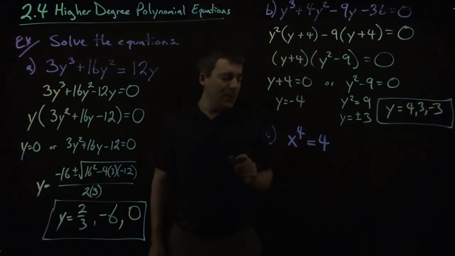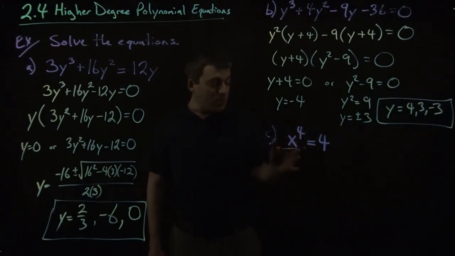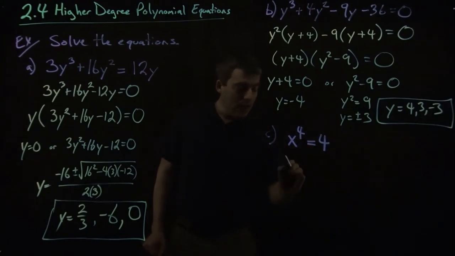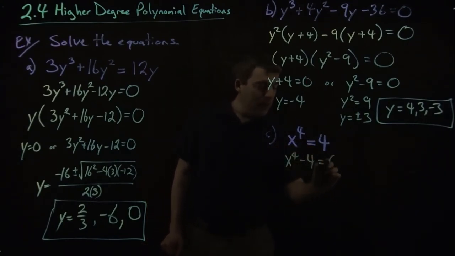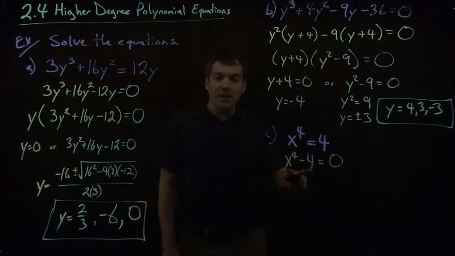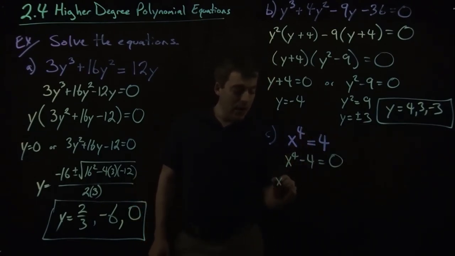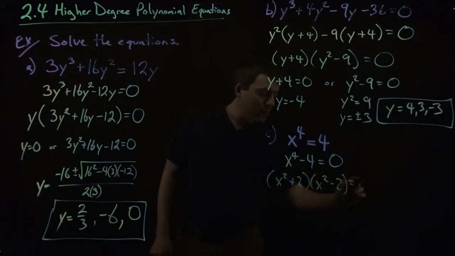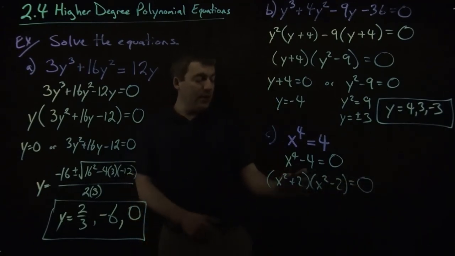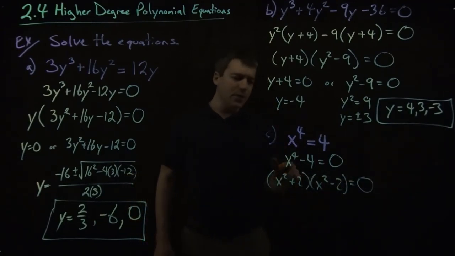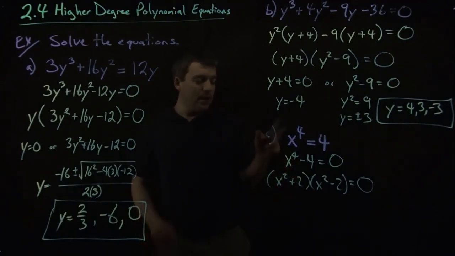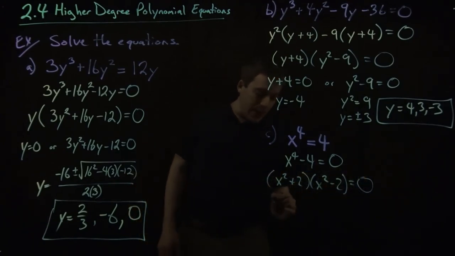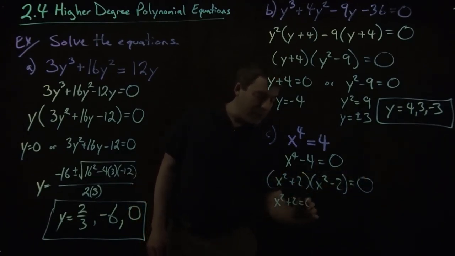Okay, last example: x to the 4th equals 4. Here we can get everything on one side, so x to the 4th minus 4 equals 0, and then factor this as the difference of two squares: x squared plus 2 times x squared minus 2. Then we can solve each one of these. Very similar to the quadratic form, here we're letting the thing that is squared be x squared. So x squared plus 2 equals 0.